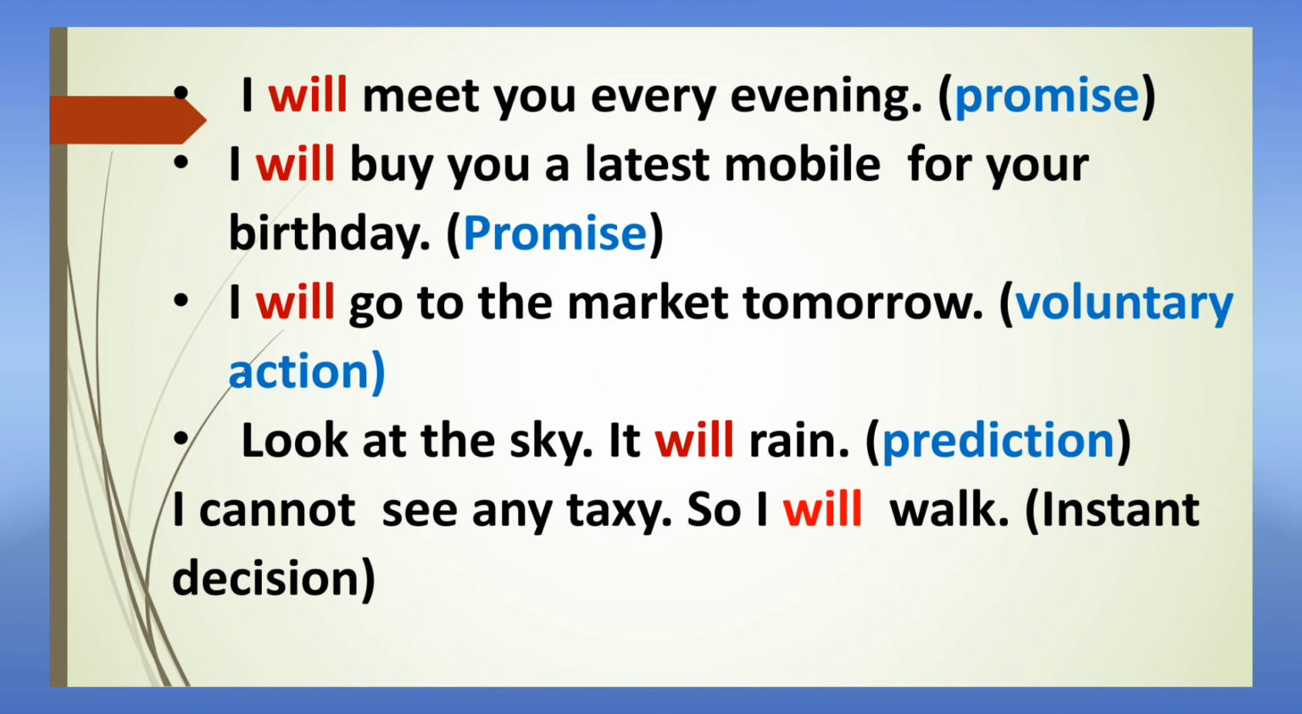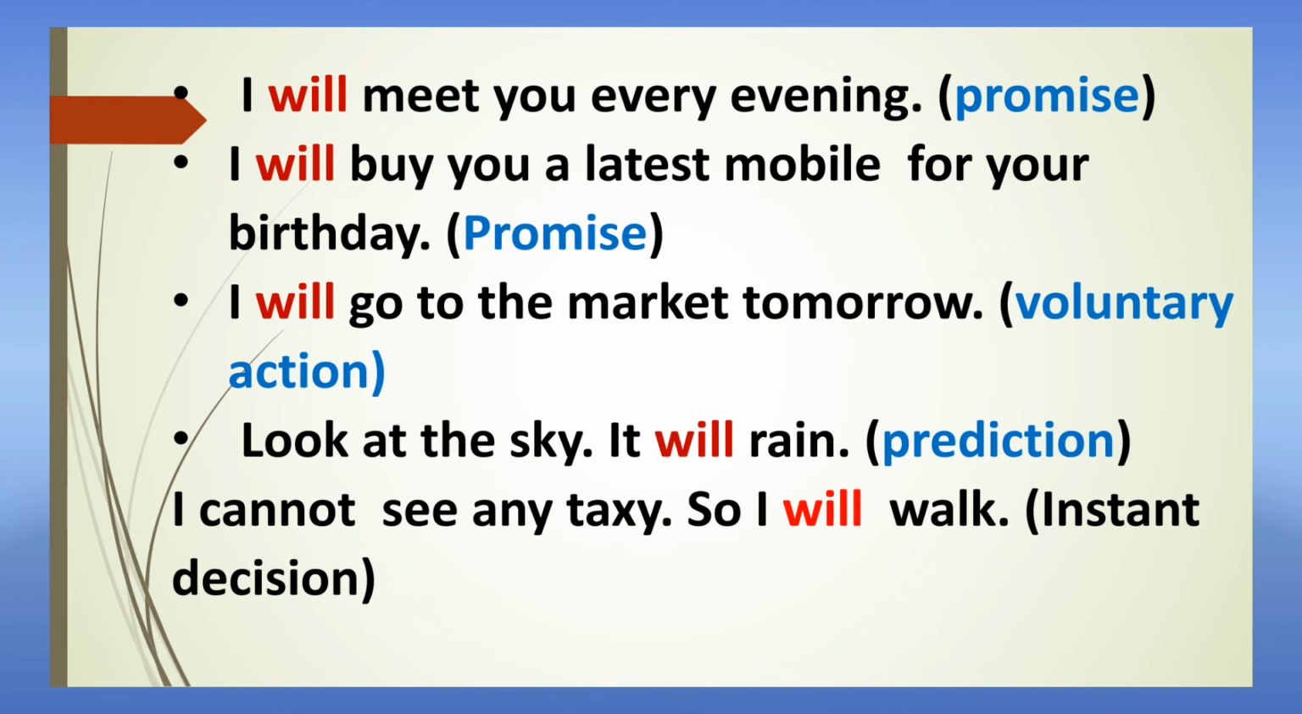Let me move to the next one. I will buy you the latest mobile for your birthday. Without fail, 100% surely, I will buy you a mobile phone on your birthday. This is a kind of promise. The third example: I will go to the market tomorrow. This function is voluntary action. Here no one compels you to do the action; you yourself decided to go to the market tomorrow. It's a voluntary action.